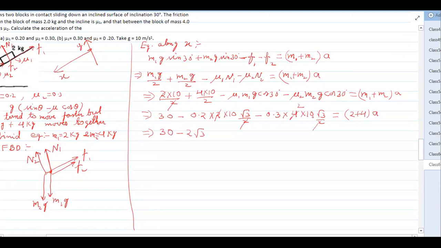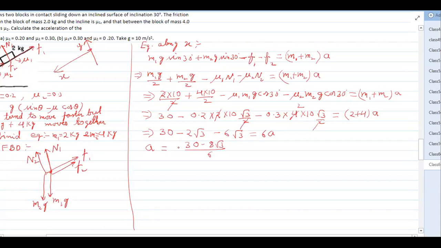2. So it is 2 into 0.3, 2 root 3. This is 0.3 into 20 into 0.3. So 6 root 3 equals 6a. So a will be equal to 30 minus 8 root 3 divided by 6.